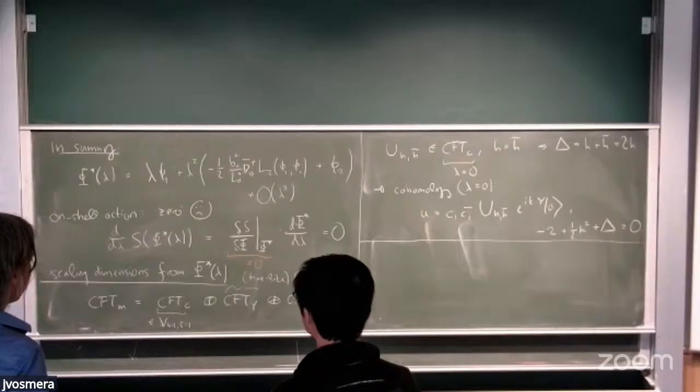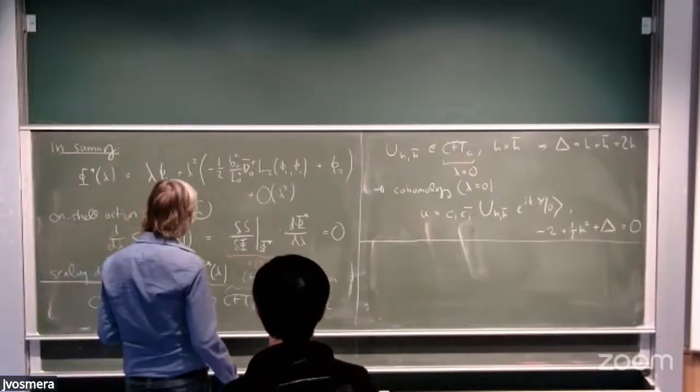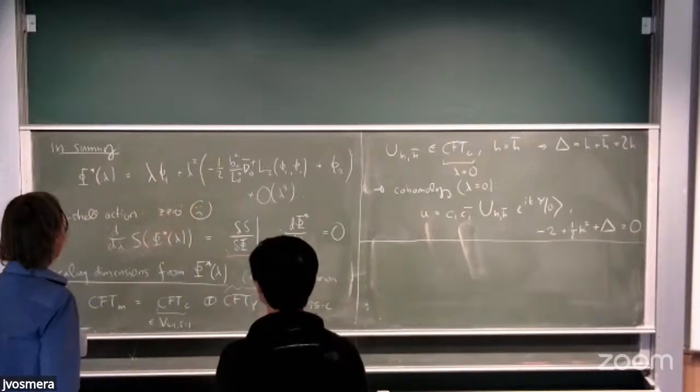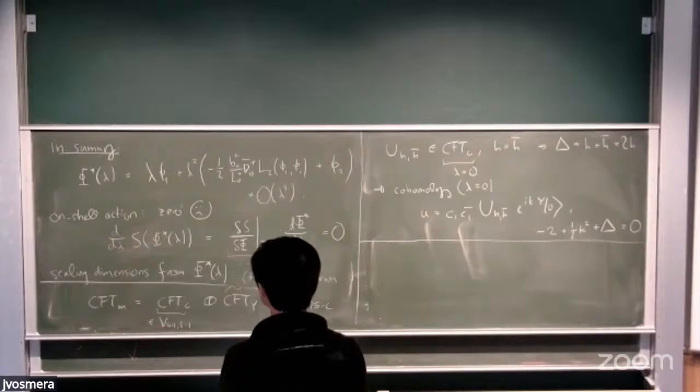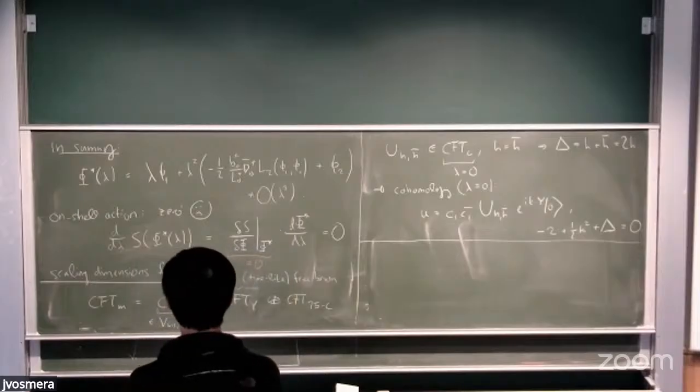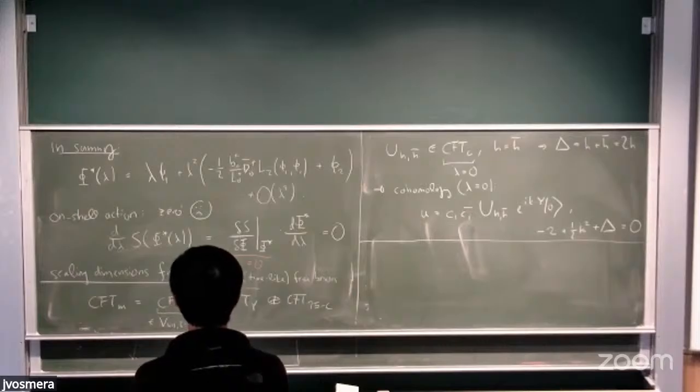Oh, this is true at any lambda, right? Suppose I have just S equals lambda squared, then the first two orders are 0. But then you can repeat this argument at any finite lambda. At any finite lambda, this is a solution. So phi star lambda is a solution to the classical equation of motion at any lambda, right?